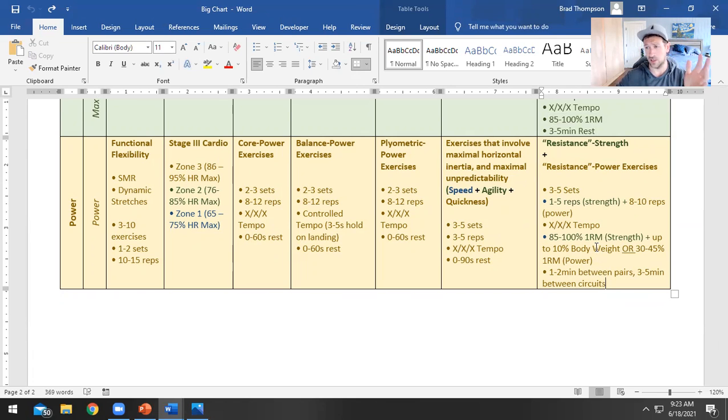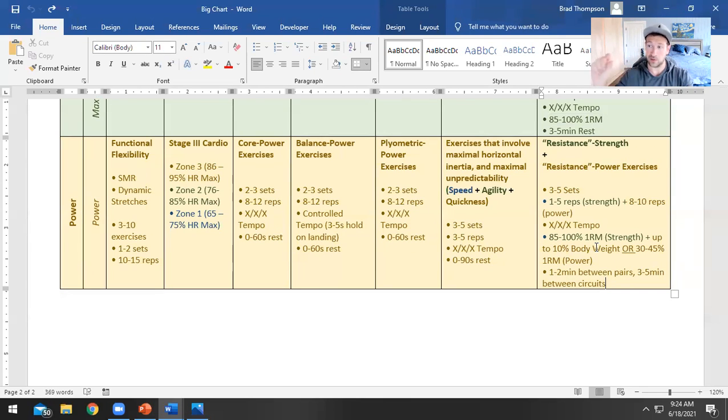So basically what you would do, if I did just a bench press followed by a medicine ball chest pass, right? That's strength to power. I'd take about 1 to 2 minutes of rest at the end. But if I did a bench press followed by a medicine ball chest pass, followed by a barbell squat, and then followed by a jump squat, right?